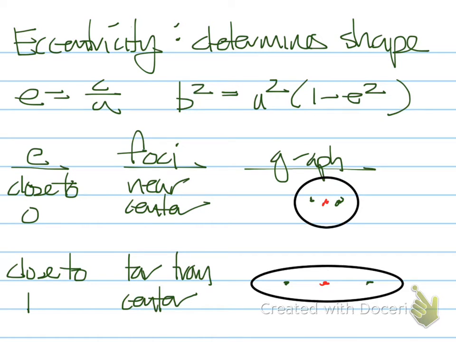The eccentricity is going to determine the shape of the ellipse and can be found by dividing c by a, where b squared equals a squared times the quantity 1 minus e squared. If e is close to 0, then the foci are going to be near the center. If e is close to 1, then they're going to be far from the center.